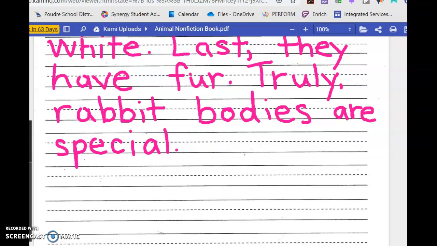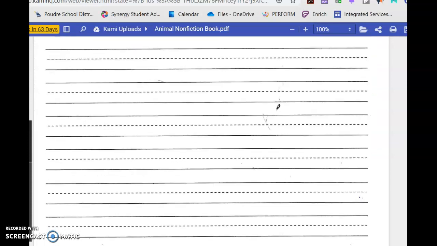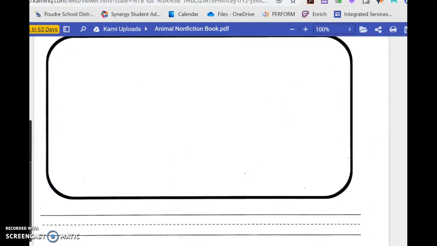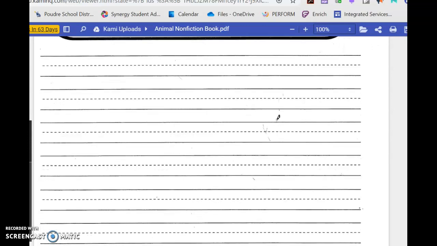Wow, that was a great job on chapter 1. Now we're going to get started on chapter 2. Here's the picture for chapter 2. And this chapter is about rabbits' animal habitat. So chapter 2, animal habitat.